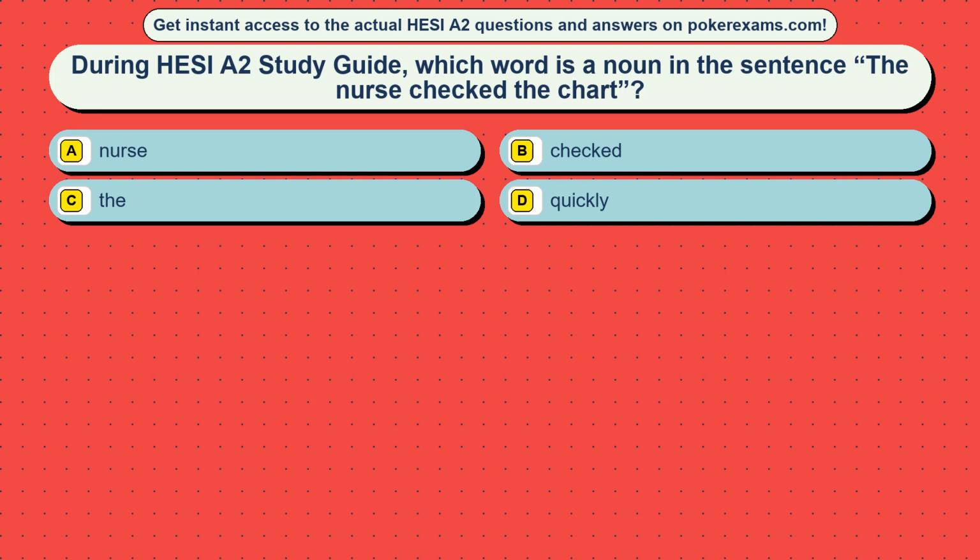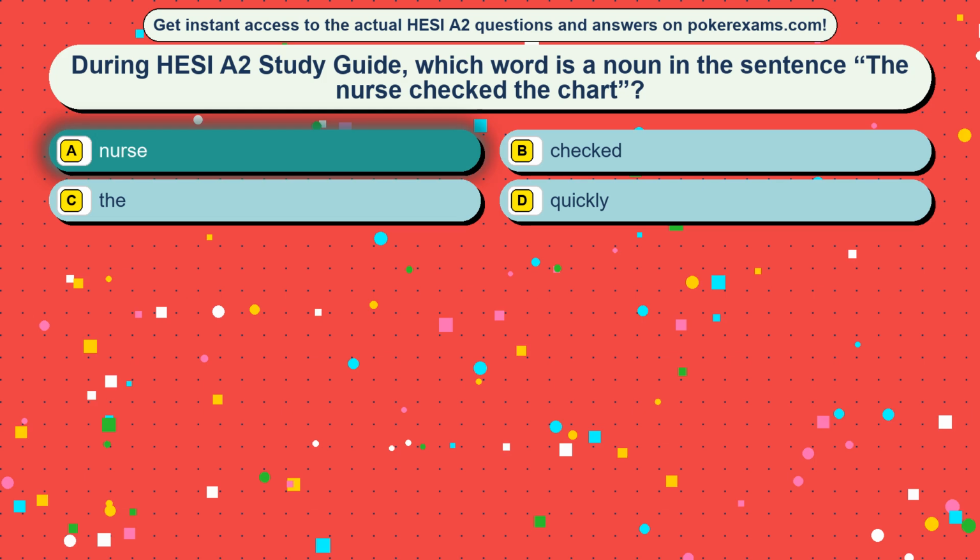Question 1. During HESI A2 Study Guide, which word is a noun in the sentence "The nurse checked the chart"? Option A, nurse. Option B, checked. Option C, the. Option D, quickly. The correct answer is option A, nurse.